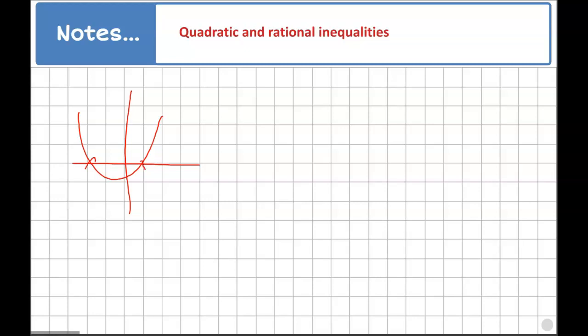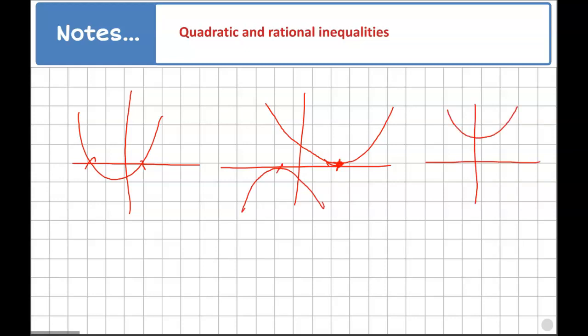You can have two intersections with the x-axis, i.e. two real roots. You could have one repeated real root, where it just touches the x-axis and then bounds back up again, or it might also be negative, in which case you'd have that scenario. Or you could have no real roots because the quadratic curve does not intersect the x-axis.